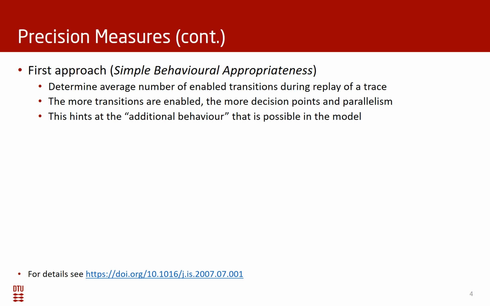Here the idea of this measure is to compute the average number of transitions that are enabled during the replay of a trace. So basically the idea is to replay the trace and to compute how many transitions were enabled at each event that is replayed. And here, the more transitions that are enabled, the more decision points that the model provided, and the more parallelism that was in there. Therefore, the more decision points and the more parallelism suggests the presence of additional behavior that the model supports, but that was not observed in the log.